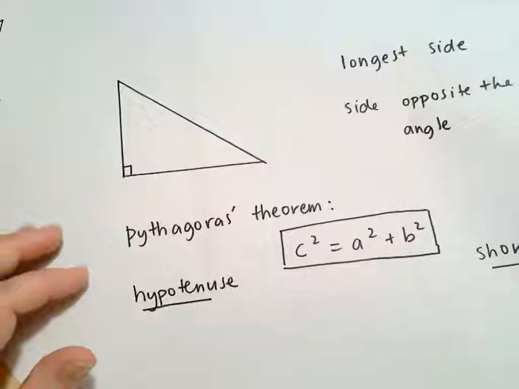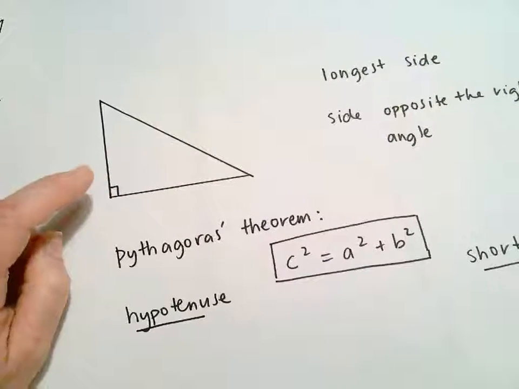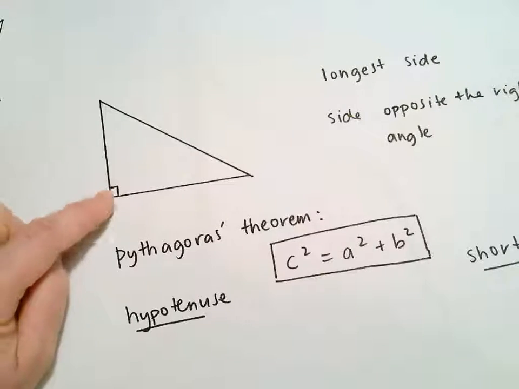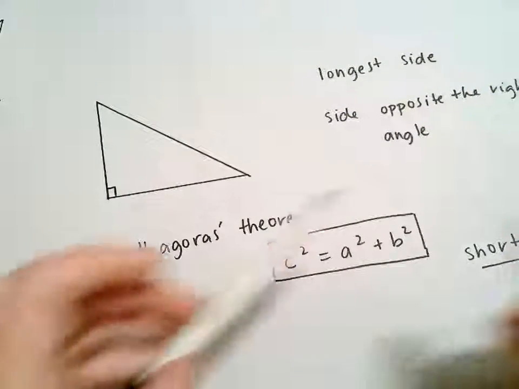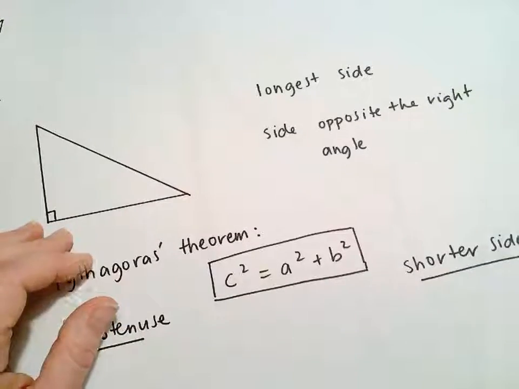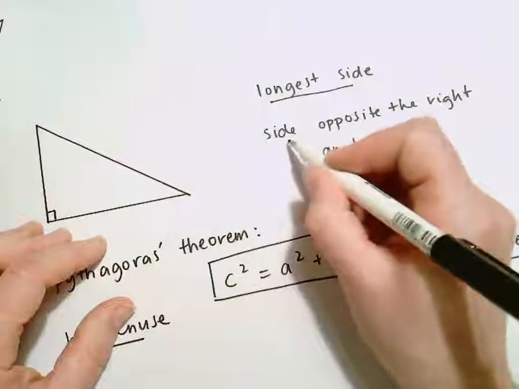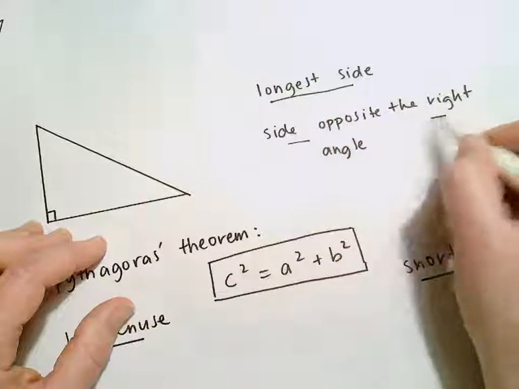Hopefully you remember a little bit about Pythagoras' theorem, the main thing being that it relates to right-angled triangles. So it's a triangle that's got the little right angle symbol in the corner. The next thing you need to remember is what we mean by the hypotenuse. Now the hypotenuse can be remembered as either the longest side or the side opposite the right angle.